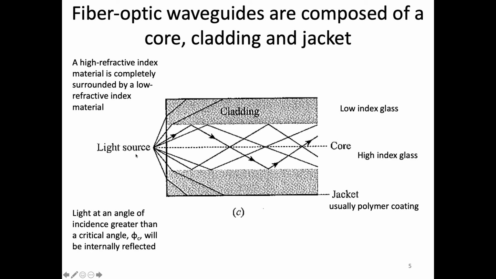All right, so let's see the components of the fiber optic waveguides that actually make this happen. So we're gonna have a light source. That's where we get our light. We're going to have a core material. That was the high index glass that we talked about in the last example.